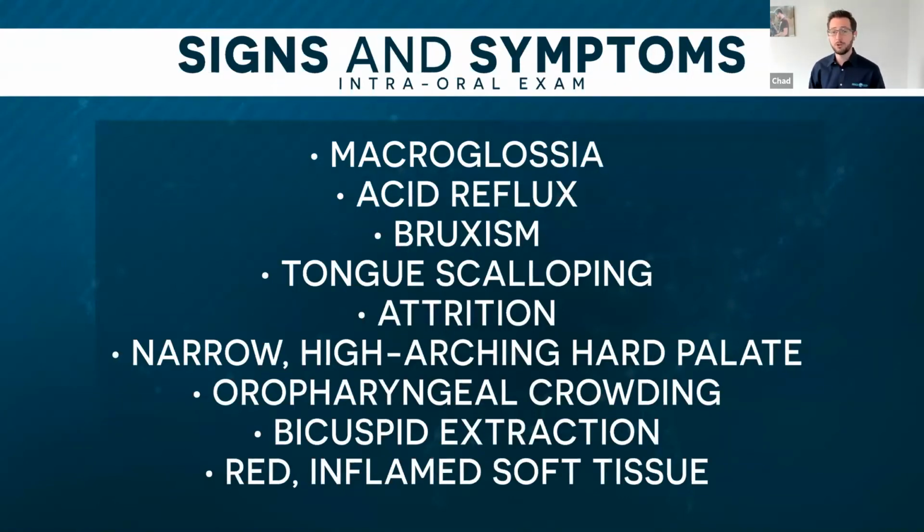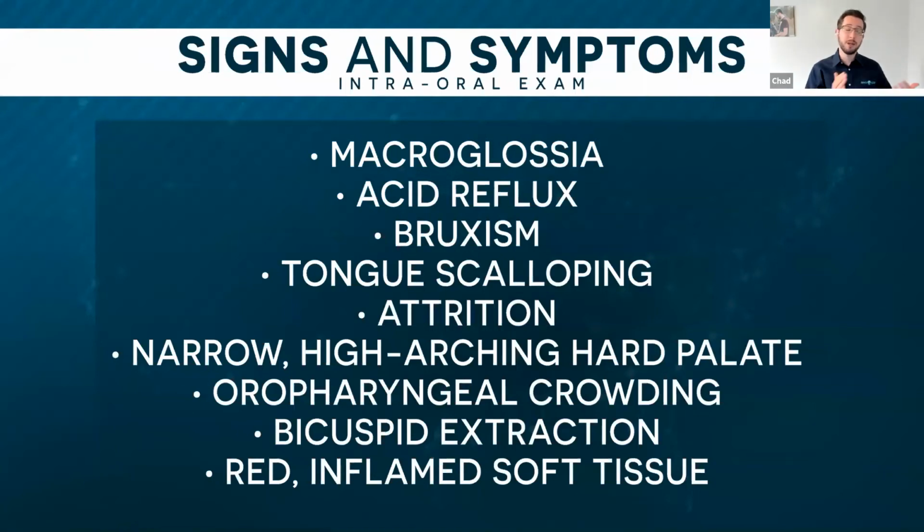One, macroglossia or enlarged tongue, acid reflux, bruxism, tongue scalloping, attrition, high vaulted hard palate, bicuspid extractions, tonsils, and red and inflamed tissue. I want to talk about one specifically right now, and that's acid reflux, because I always get questions about it. Acid reflux can be an indicator of obstructive sleep apnea because as we have apneic events, pressure is placed on the esophageal sphincter, which is a seal that covers the airway from the stomach valve and stops acid from leaking up our airway or our throat. When we have an apneic event, pressure is placed on that valve, and it's a soft tissue valve, so it's continually hit. It weakens. Acid crawls up the base of our neck and actually stains our tongue.